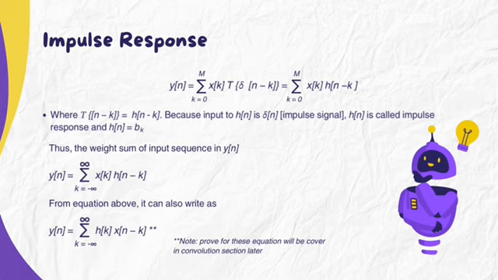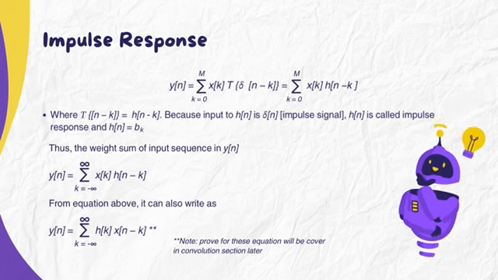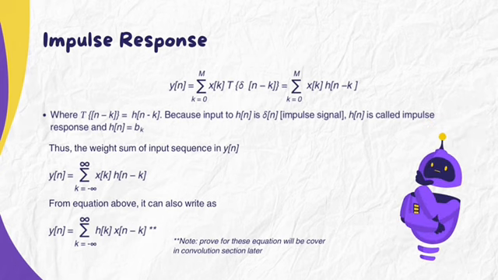Don't worry, we'll prove this later in the convolution section. But for now, just remember, impulse response is the system's reaction to a single blip. And convolution is how we build the full output using that reaction.